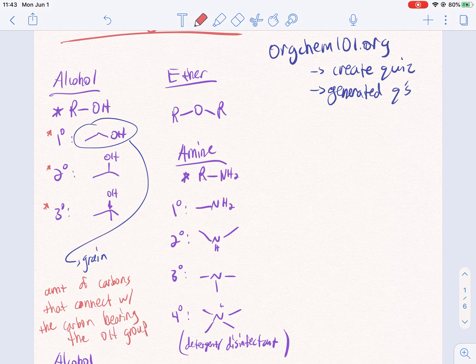Right? So primary alcohol. Secondary alcohol. Find the carbon. You got to star it. I have one connected to it, so it's primary. Find the carbon. I have two. Secondary. Find the carbon. Three. Boom. That's easy.